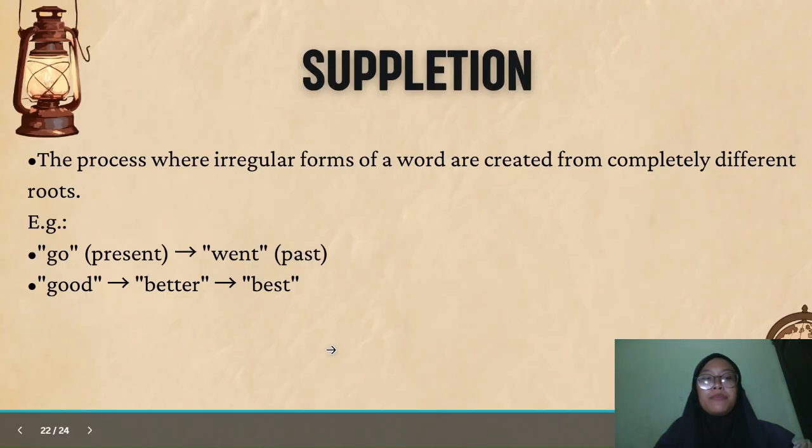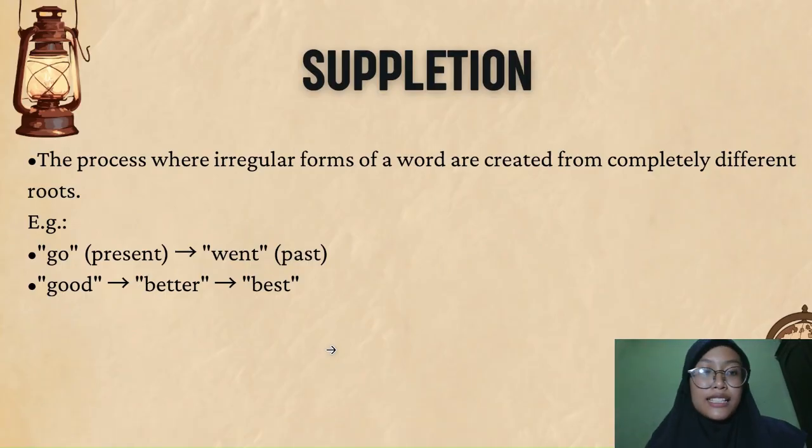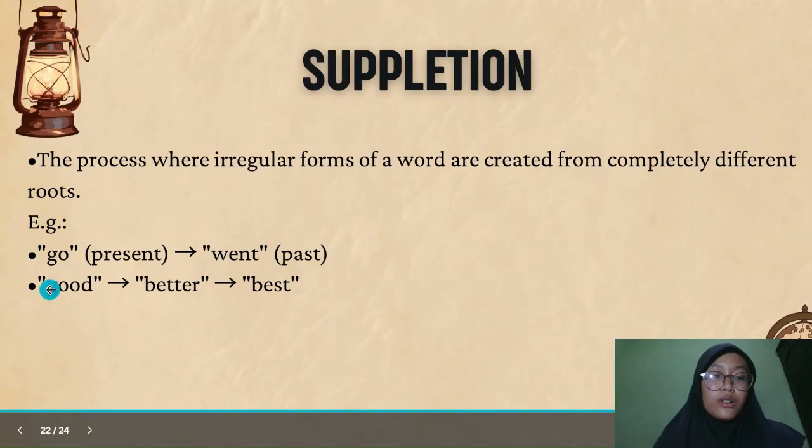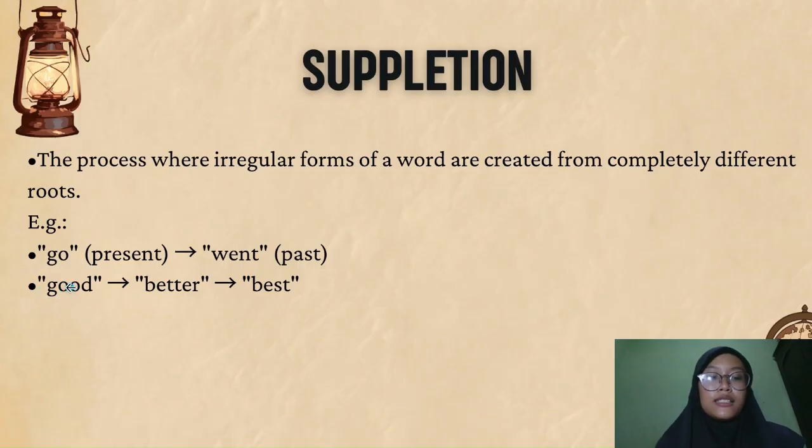And then next is suppletion. It is the last, I guess. Yes, it's the last. And suppletion is the process where irregular forms of a word are created from completely different roots. The example is go. It is a present simple and becomes went in the past tense. And then good becomes better and becomes best.